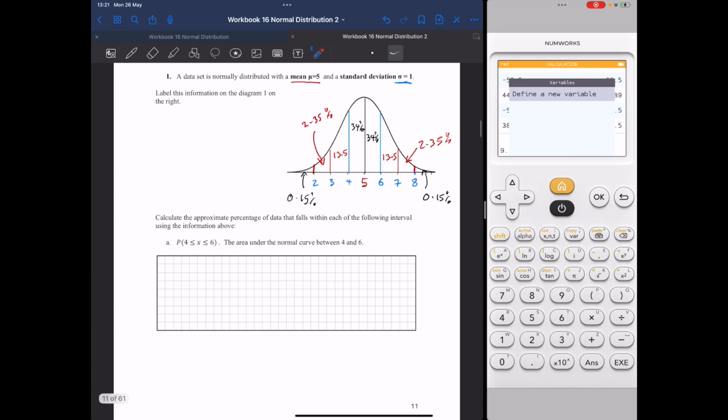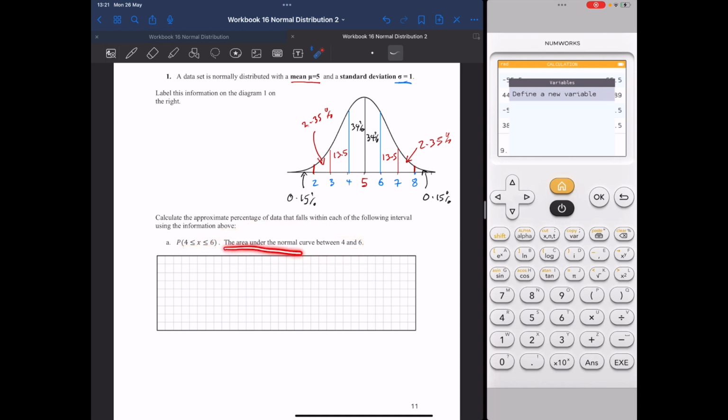So the first question here, once it's labelled, and every single normal distribution curve when you label it, with standard deviations going up 3 and 3 down, will have these exact same percentages for these areas in between them. So the first thing we want to look at here is this question here. The probability of having between 4 and 6. So the area under the curve of 4 and 6.